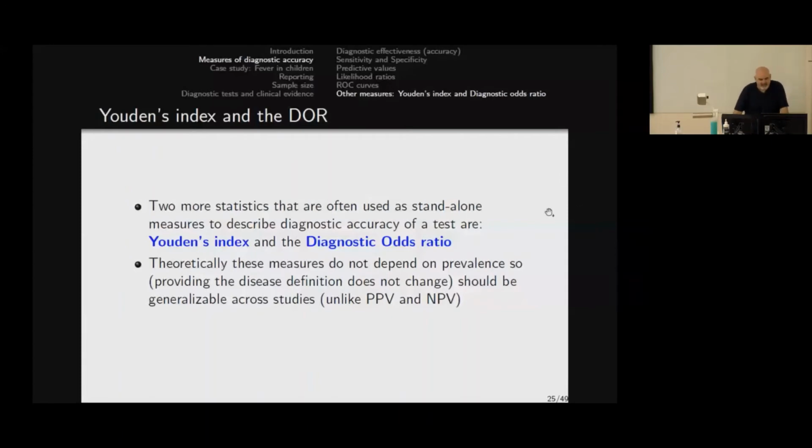Also, I'll point out that theoretically these two measures don't depend on prevalence. So, providing the definition of the disease doesn't change, which from paper to paper, how people define a disease may actually change. But if that does not change, then both diagnostic odds ratios and Youden's index have meaning across different studies. That's why people like diagnostic odds ratios, because they're comparable across studies.